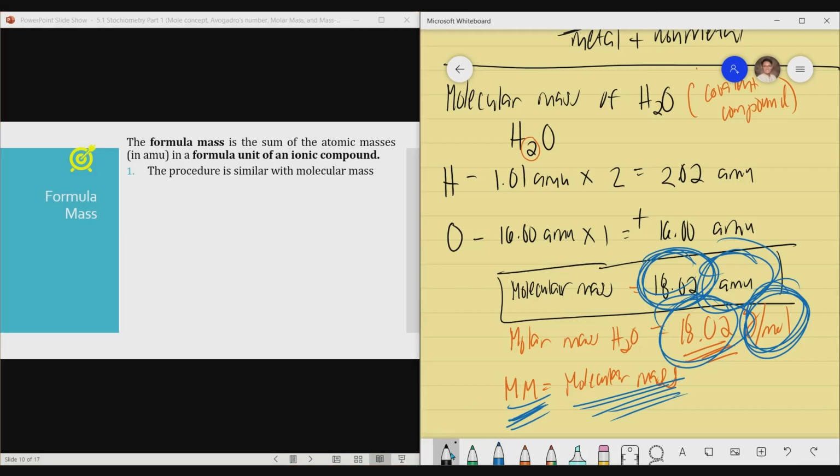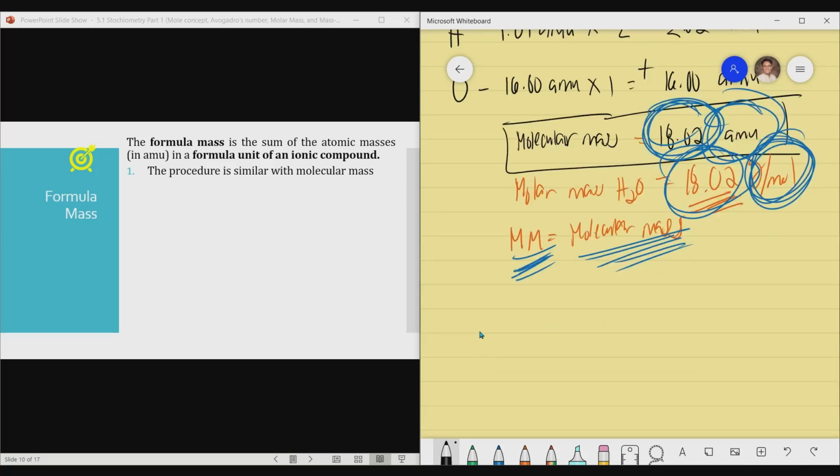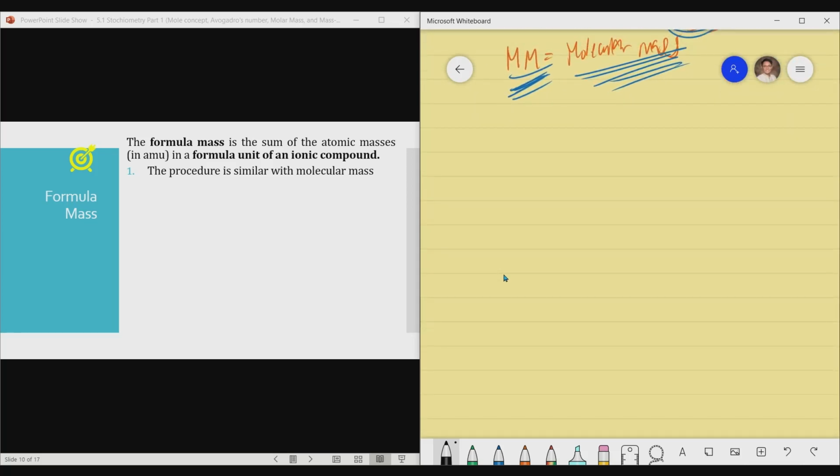Next one. Let me talk about how we can compute for the formula mass. The formula mass of an ionic compound has actually the same procedure as the molecular mass, the one that we had earlier. The formula mass is the sum of the atomic masses in AMU in a formula unit of an ionic compound. So step 1, the procedure is similar to the former, with the molecular mass. So let us have an example.